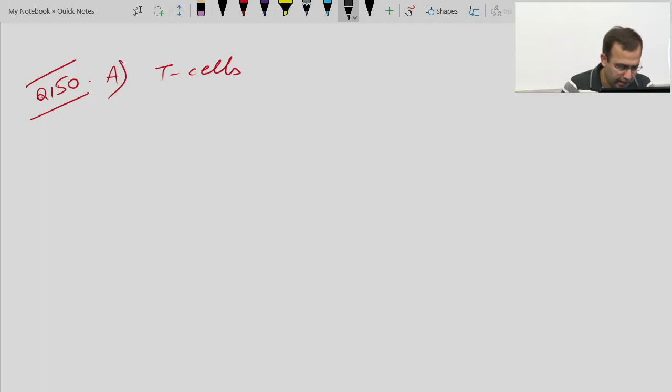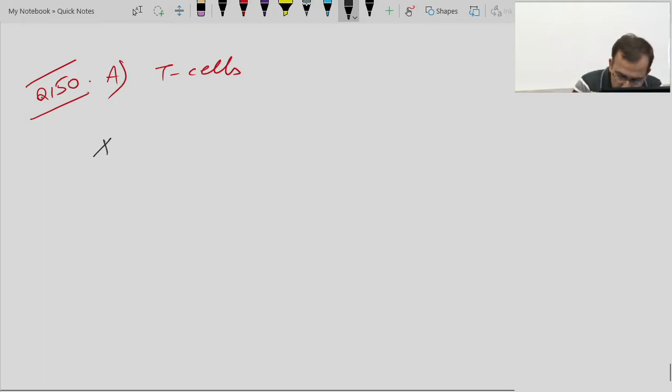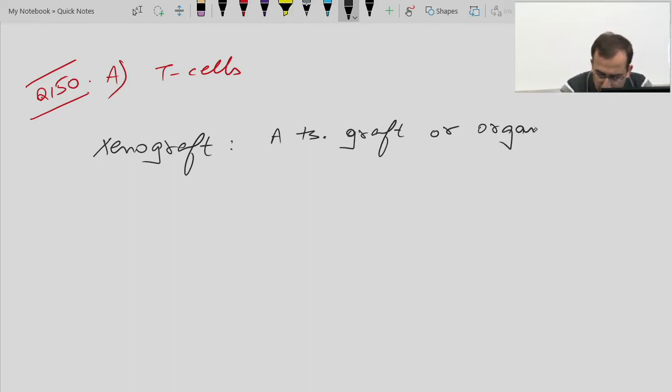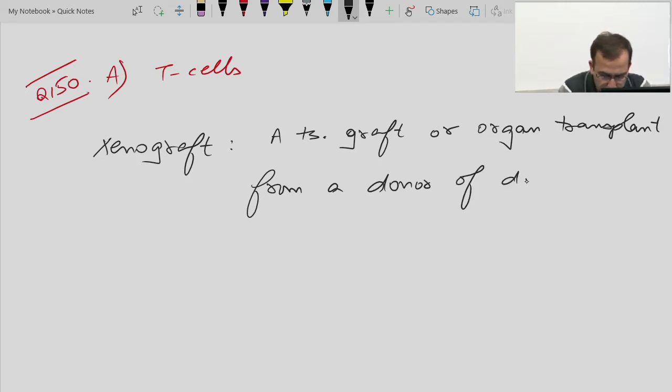Let us see this in slightly more detail. Firstly, what is a xenograft? A xenograft is a tissue graft or an organ transplant from a donor of a different species. This is a xenograft.